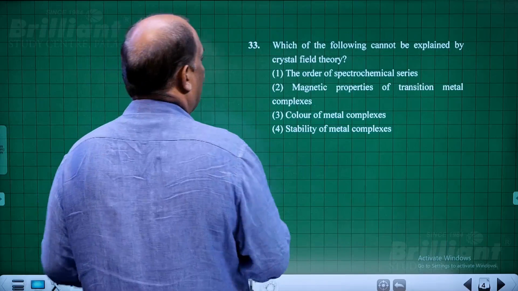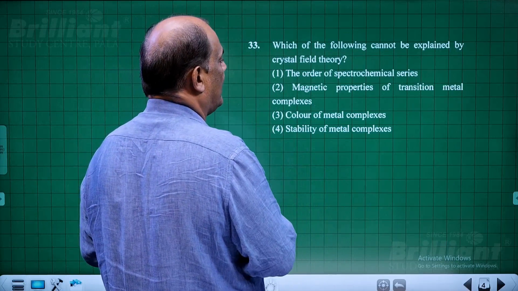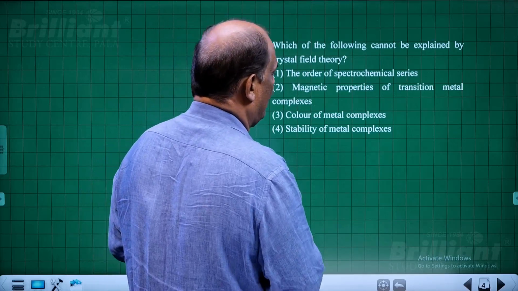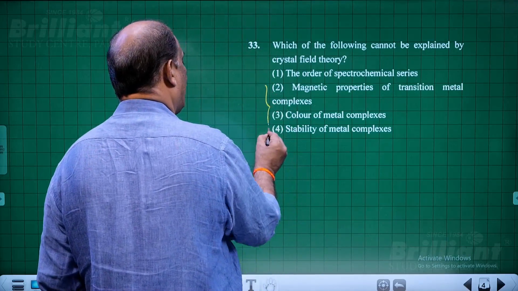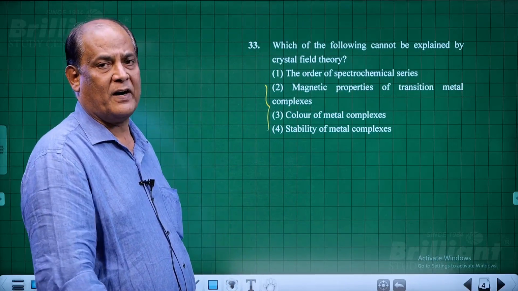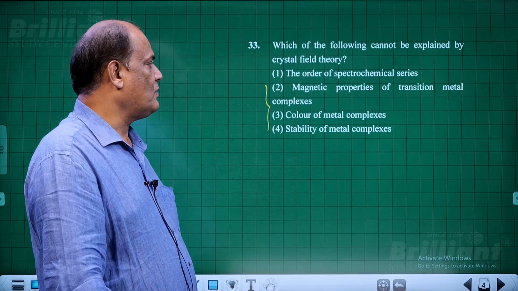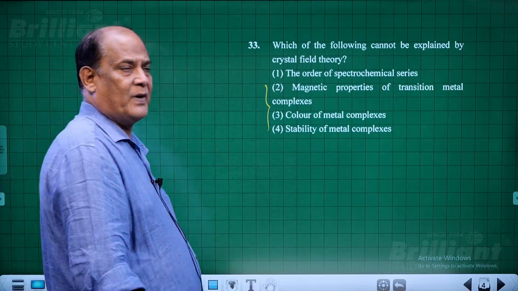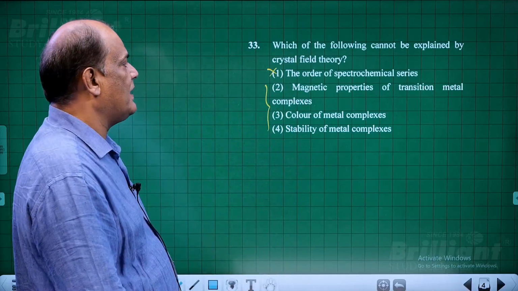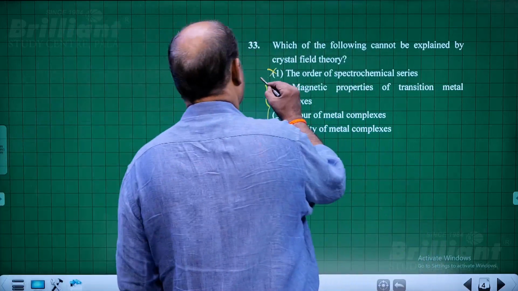So answer is what? 1. Which of the following cannot be explained by crystal field theory? The order of spectrochemical series, magnetic property of transition metal complexes, color of metal complexes, stability of the metal complex. These 3 are very important properties of the crystal field. CFT has been introduced to know the paramagnetic nature of the complex. Second thing is the stability of the complex. Third one is what? Again, magnetic properties also. But here, spectrochemical series we cannot. The order of spectrochemical series is not based on crystal field theory. Okay. So this is the answer.